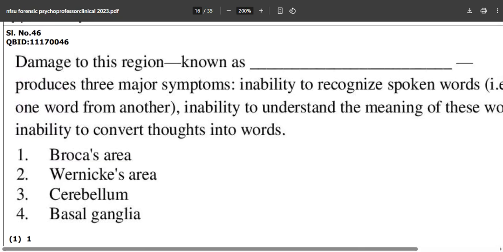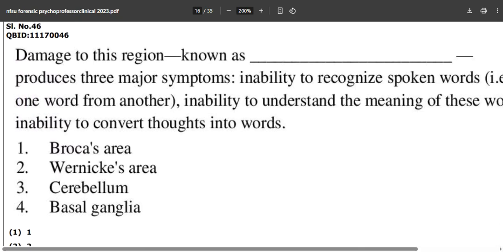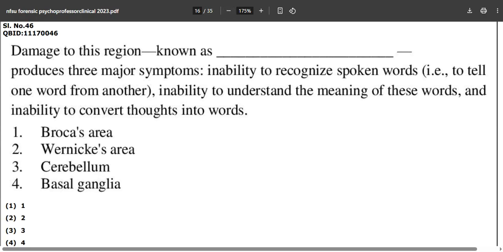Now, if you know about Facebook and WhatsApp, you will be able to solve this question. What does the question say? It says that damage to this region, known as dash, produces three major symptoms. What are these major symptoms? Inability to recognize spoken words, to tell one word from another.